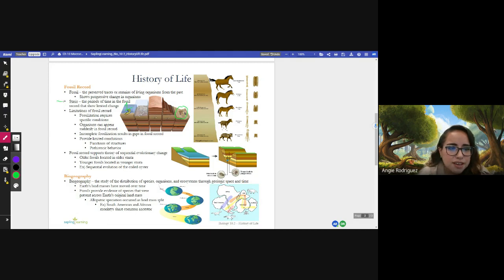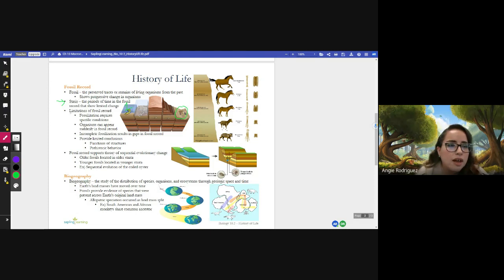Another word that we have here, stasis. So this is a period of time where the fossil record shows limited change. In other words, if you compare a fossil, let's say from 4 million years ago, to a fossil that's a little bit younger in age, let's say you found it 2 years ago, for example, you can compare and contrast between the older and the newer fossil and see if there was any change. And if there wasn't, you can say that there was some stasis or no change.